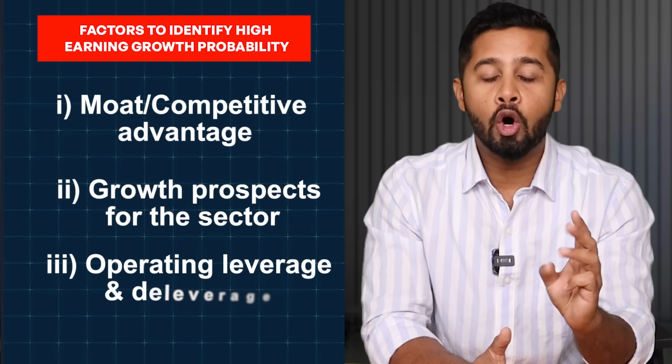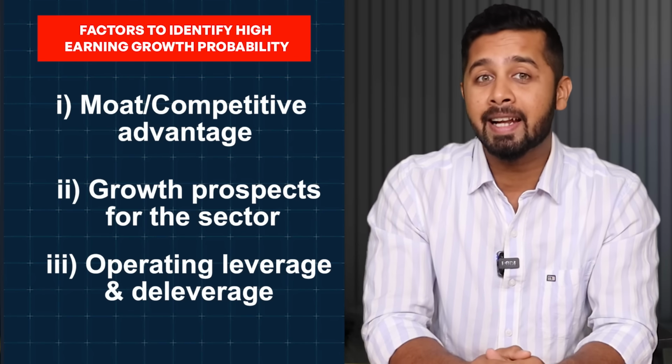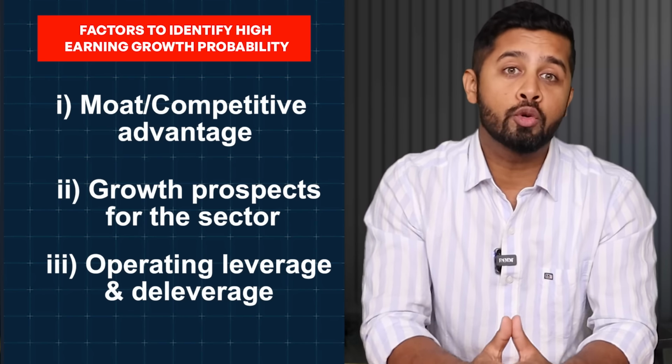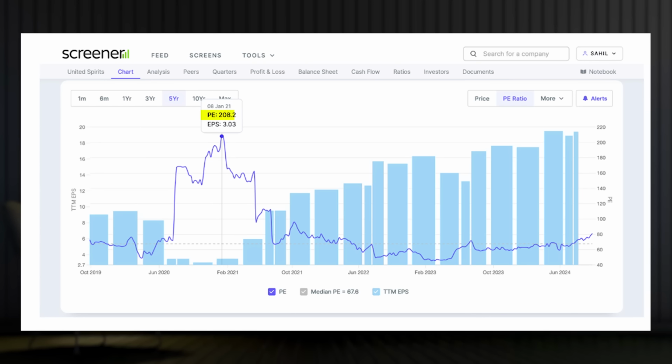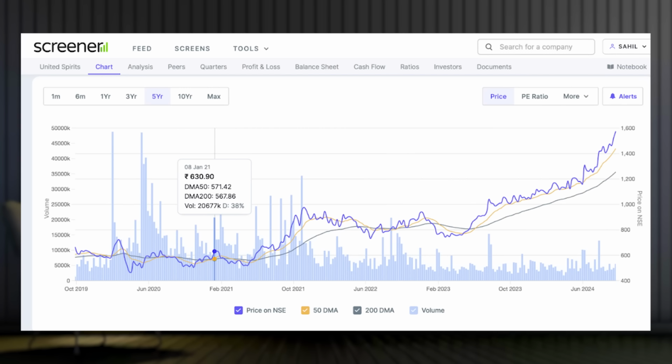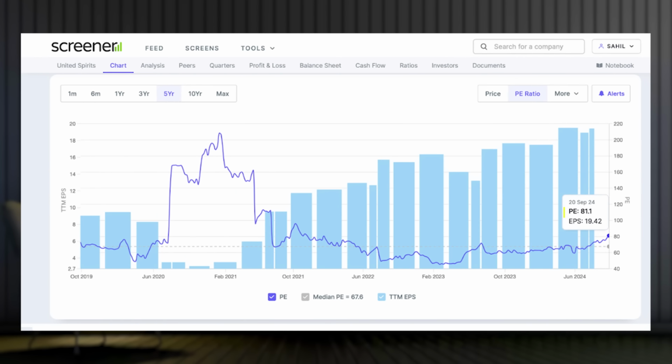And third, you need to consider the operating leverage and deleverage while analyzing the valuation of a stock. For instance, United Spirit used to command a PE of more than 200 during January 21. Now, simply looking at the PE ratio, would you have invested in the company? I'm sure the answer would be a big no. How can you buy a company at more than 200 PE? But at that time, United Spirit share was at rupees 630, and from there now it is at more than 1500 levels, and PE has actually fallen to below 100. So basically your stock has more than doubled, but PE has fallen by more than 50%. How is that even possible? Because normally when the price goes up, PE also goes up.